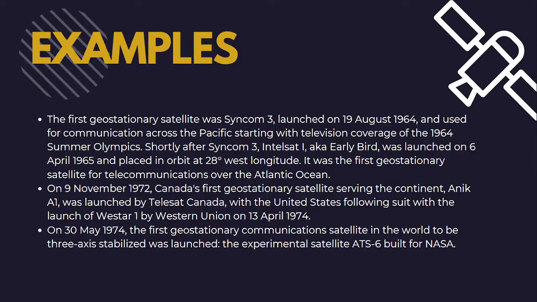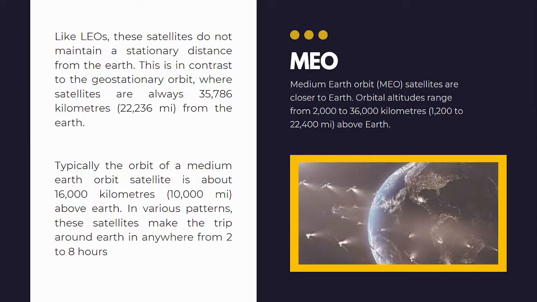The third one, on 30th May 1974, the first geostationary communications satellite in the world to be three-axis stabilized was launched, the experimental satellite ATS-6 built for NASA. This was for GEO. Now we come to another type of orbit satellite, which is MEO, medium Earth orbit.